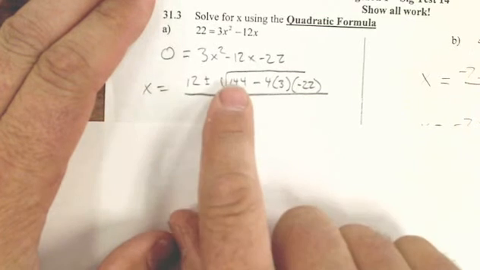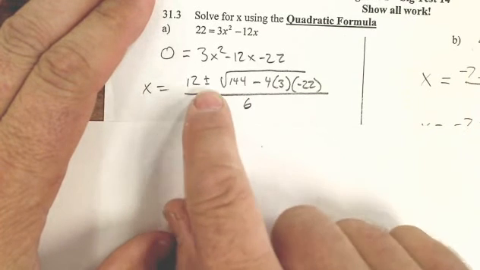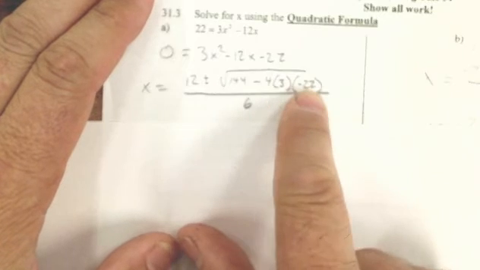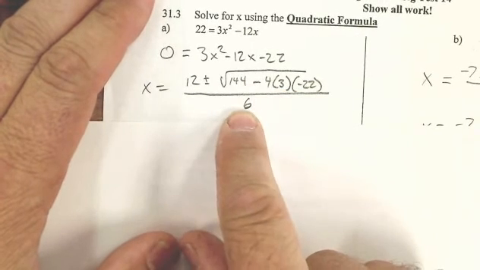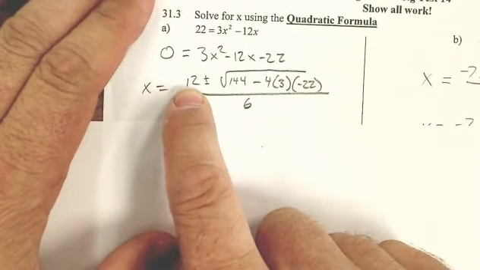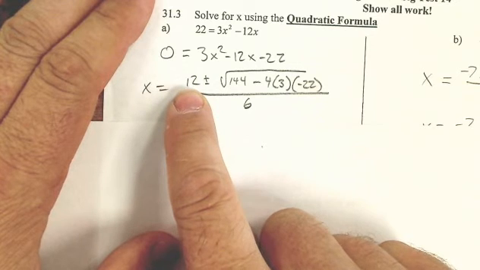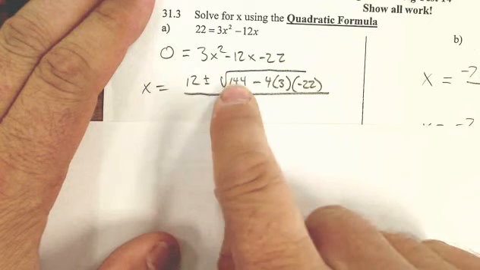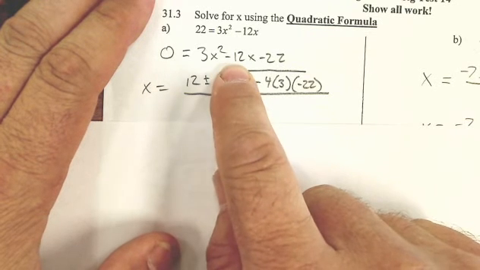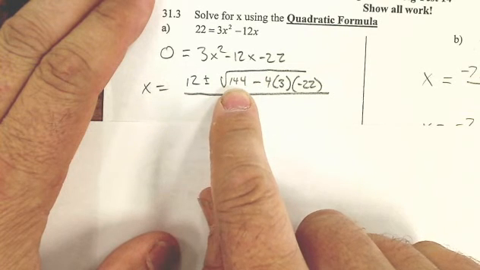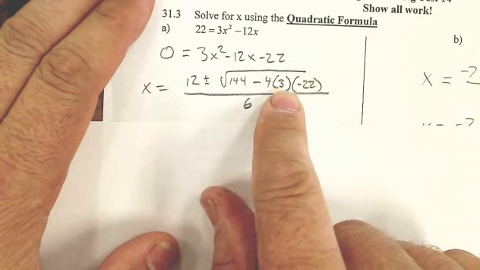You plug it into the quadratic formula, which is negative b plus or minus the square root of b squared minus 4 times a times c all over 2a. So first thing I did is plug in my negative 12 in for the negative b. That gives me a positive 12 plus or minus the square root of b squared. So negative 12 times negative 12 is 144 minus 4 times a times c.